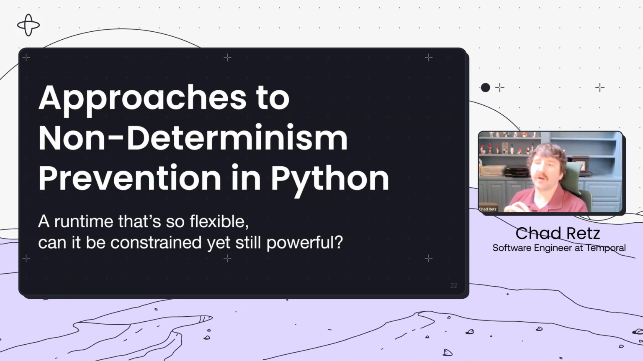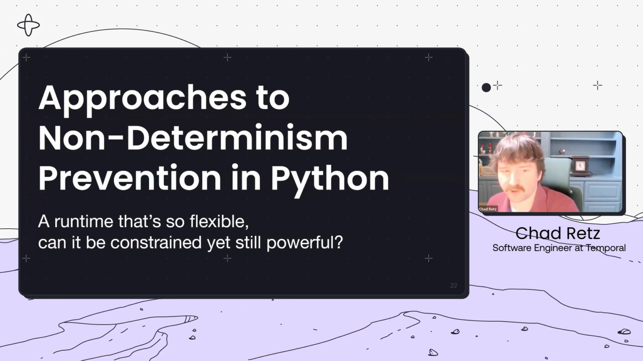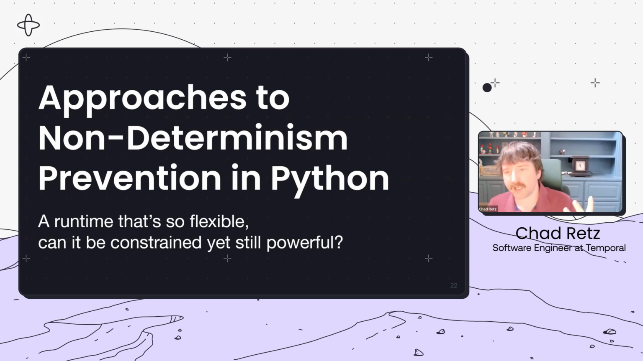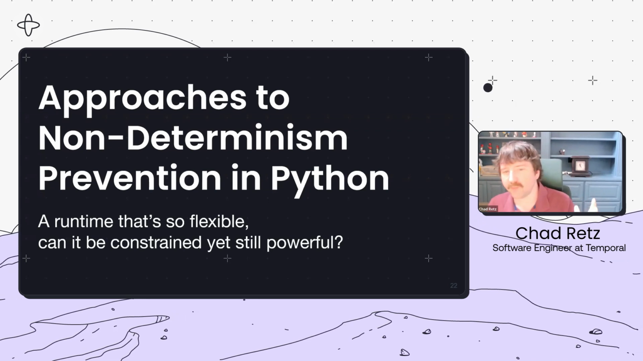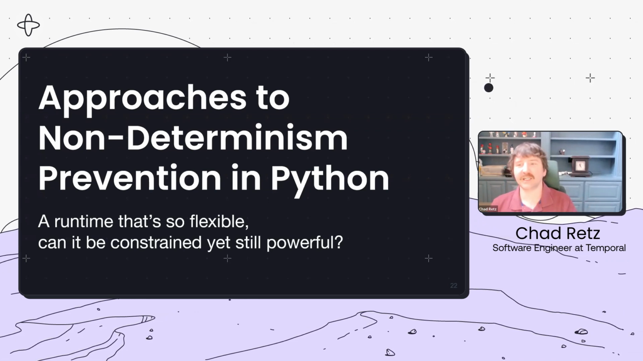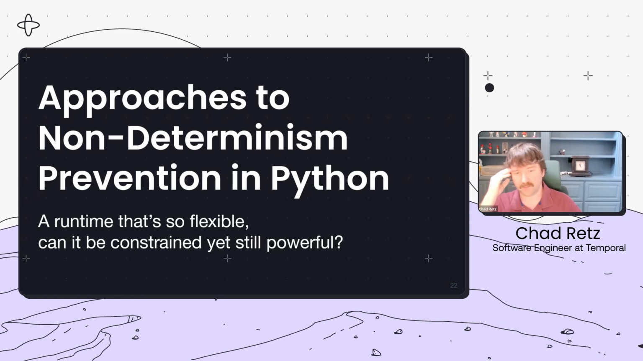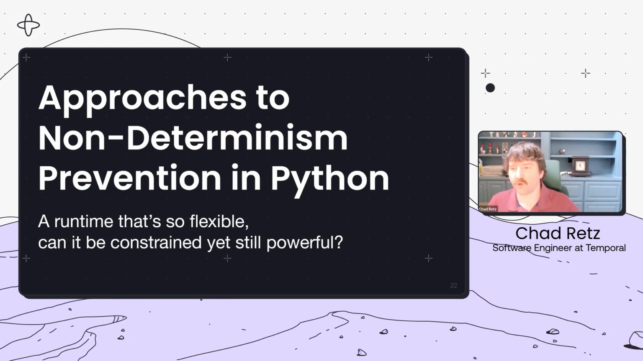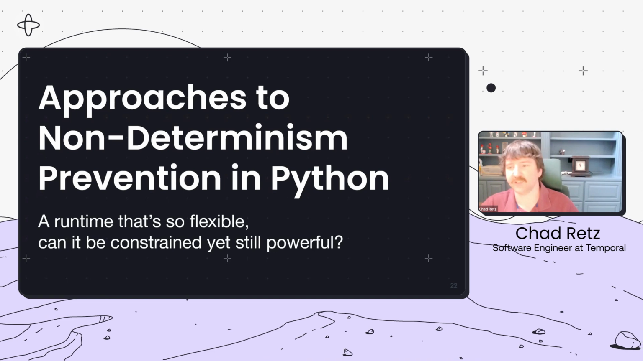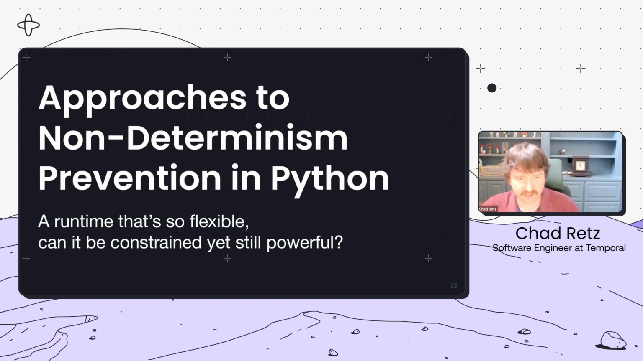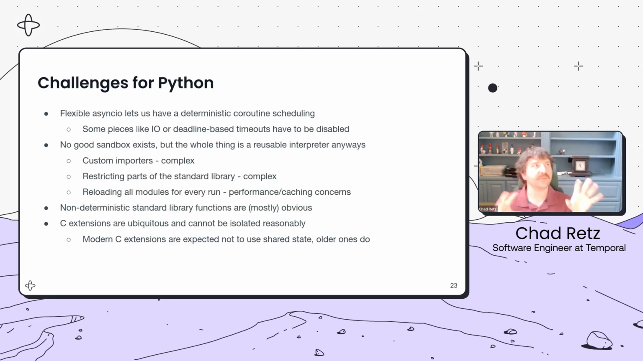Python is super flexible and it has an interpreter built in, but it is so flexible, people use it in so many ways that it is incredibly hard to constrain. And you don't really want to constrain it. The whole reason why people might use Python is because of its unconstrained nature. So let's go over some of the difficulties with it.